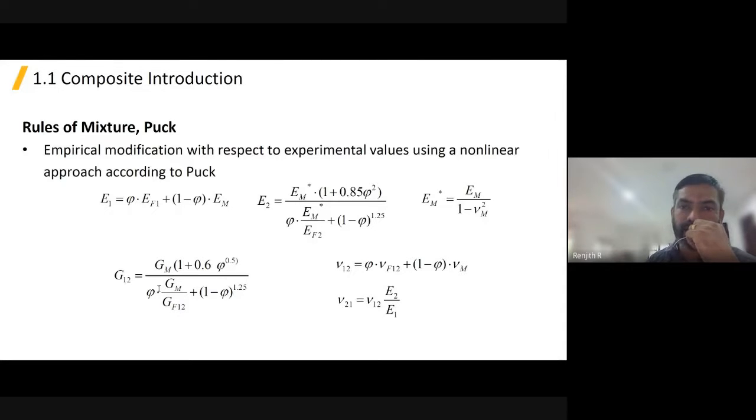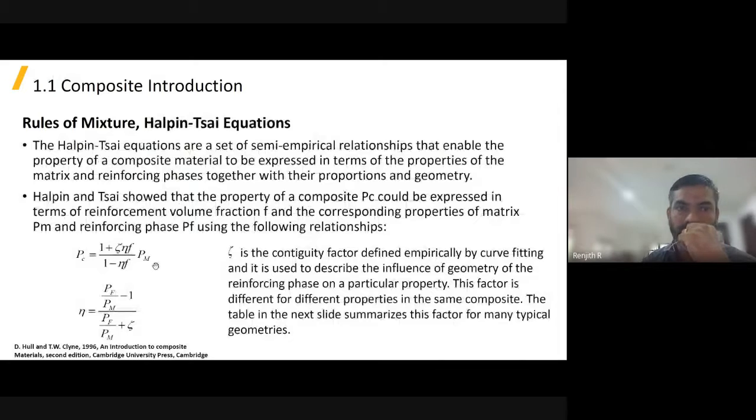When we compare these two values, from the rules of mixture and the experiment, there will be a large variation. That's why more constants and coefficients are introduced, to find out how much variation there is and to reduce that variation from the experimental results.